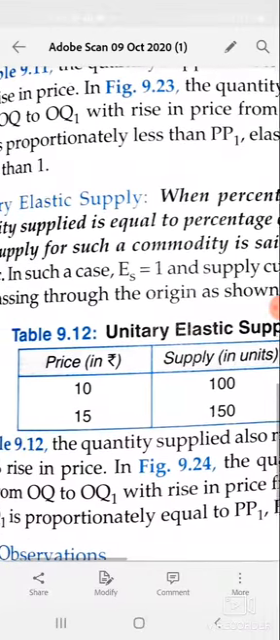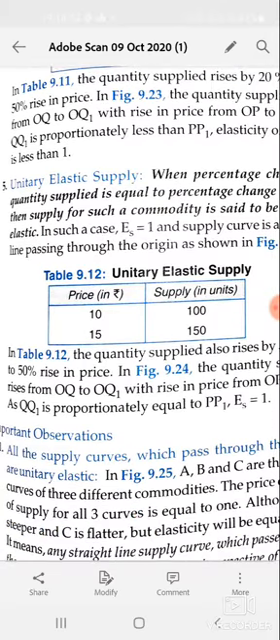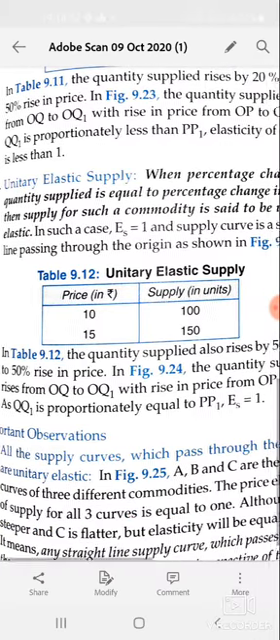So now let us understand with the help of a schedule. Price increased by 50%, supply is also increased from 100 to 150, 50%. Then it is called ES is equal to 1.